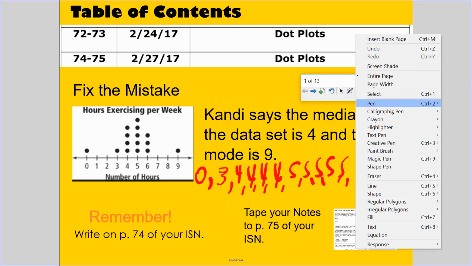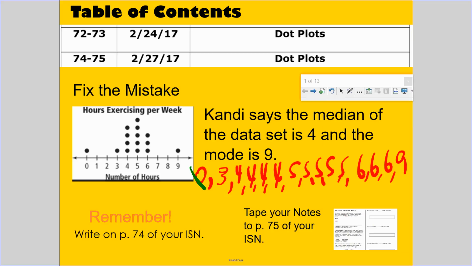Let me use a different pen color so I can see what I'm doing. I'm going to find the median, which is the middle. The median is 5. Candy's answer was wrong. The most repeated is actually 5. 1, 2, 3, there's 5 of them. So the median and the mode is 5. Again, the median is the middle number of a set when you put them in order from least to greatest, and the mode is the most repeated value.